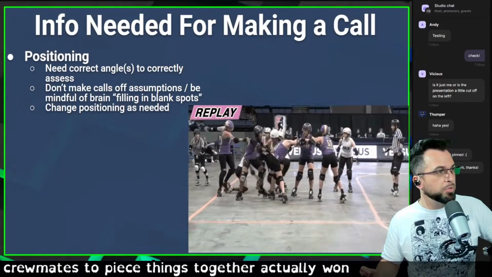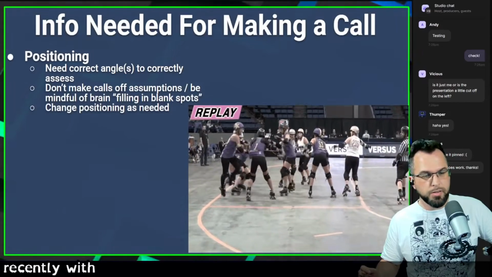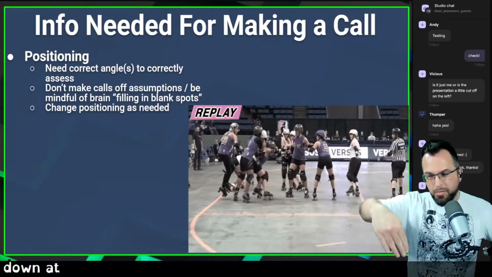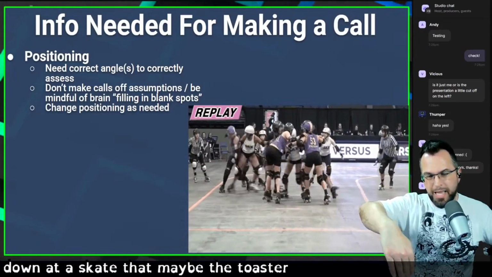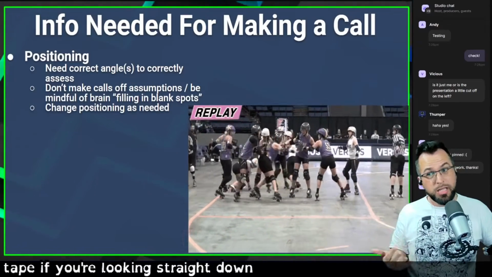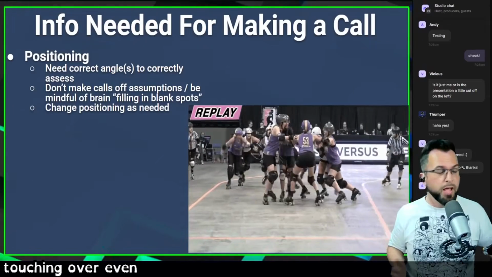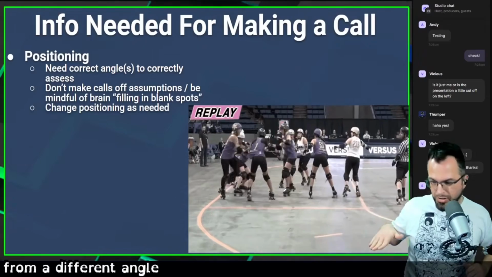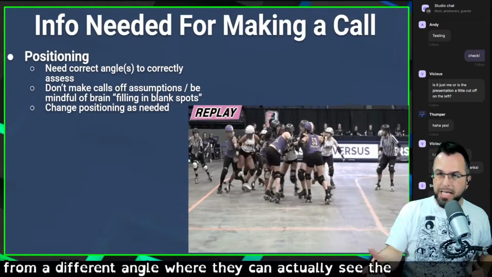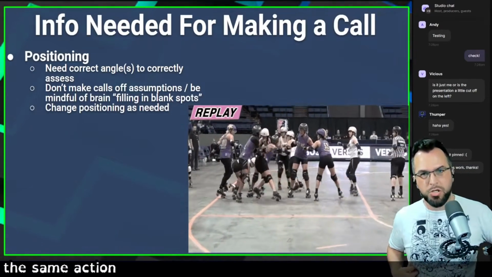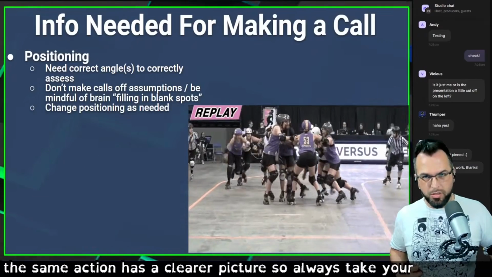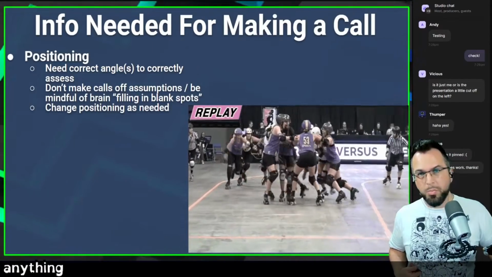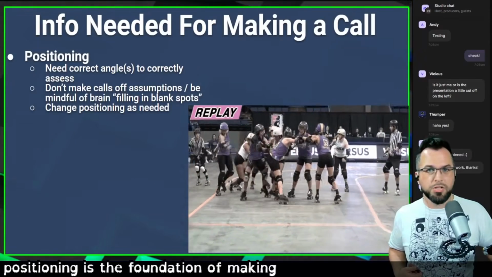Actually, one that came up recently with the league that I'm part of is when you're looking straight down at a skate that maybe the toe stop is on the tape. If you're looking straight down at it, it can look like they're touching over, even if there's not, but somebody looking from a different angle where they can actually see the sideways of the same action has a clearer picture. So always take your position and your angle into account when you're looking for anything. Positioning is the foundation of making any call, so always start there.